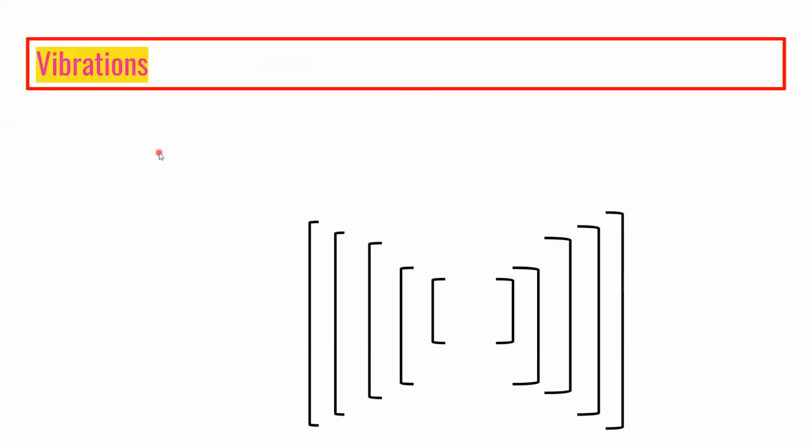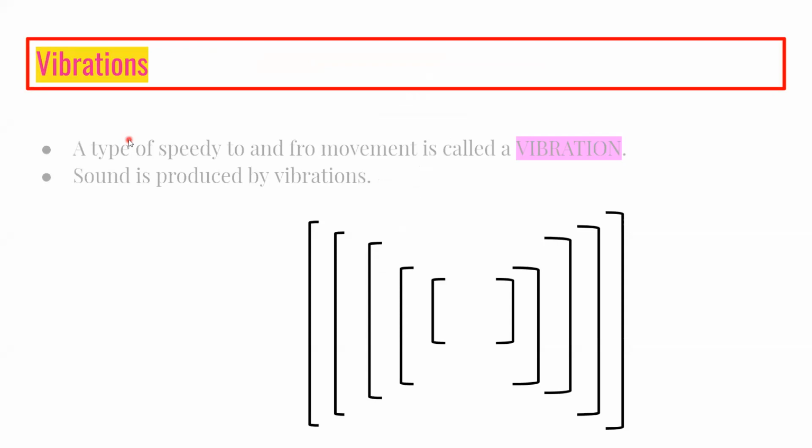Now we will learn about vibrations. A type of speedy to and fro movement is called a vibration. So we all know that sound is produced by vibrations.